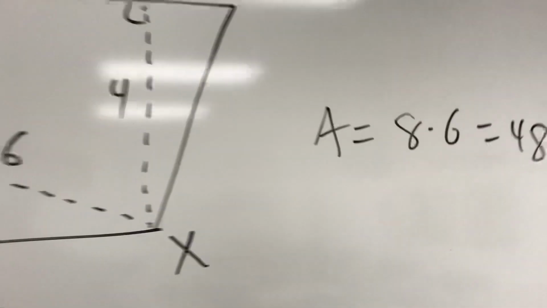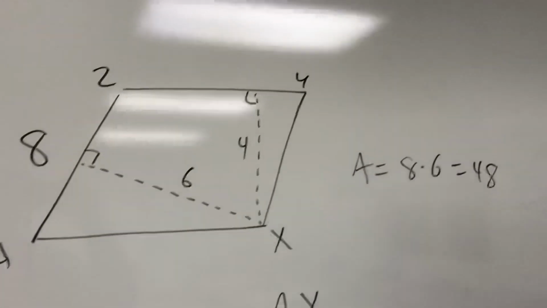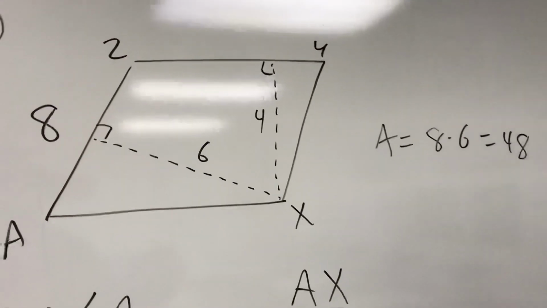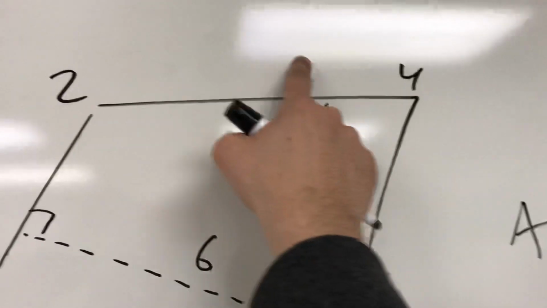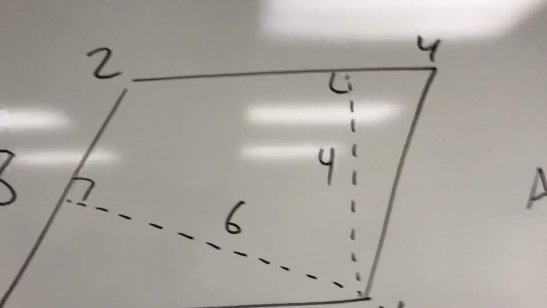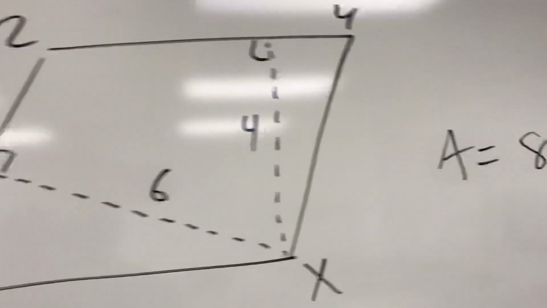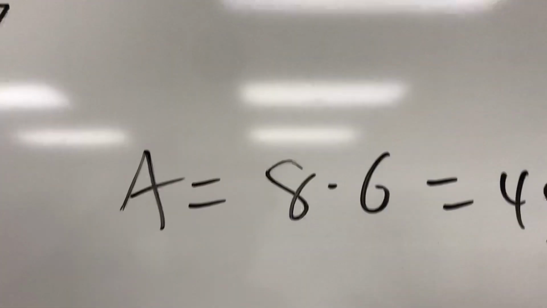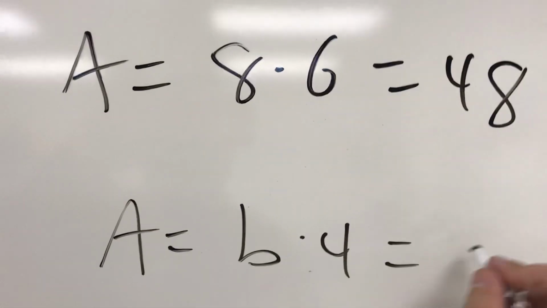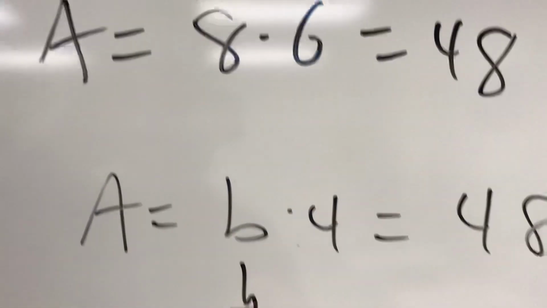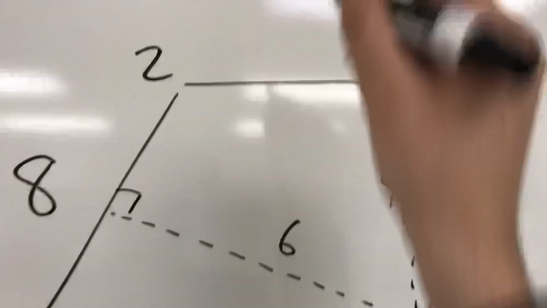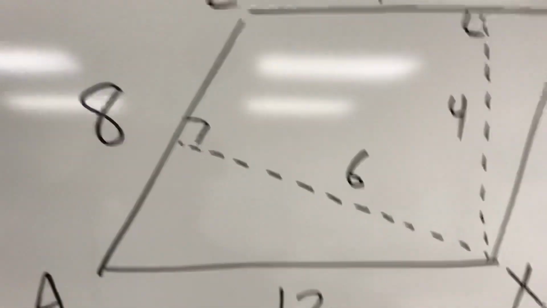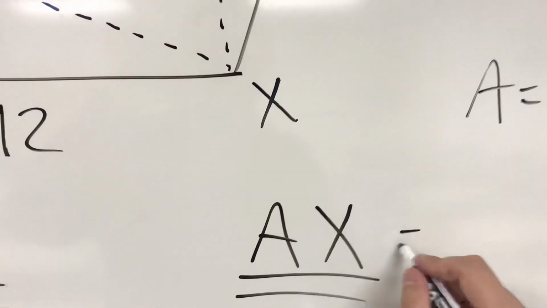Here's the cool thing. The little trick that comes up in our geometry book is the idea that the area doesn't change if you switch your base and your height. So if I were to use this base and this height, the area still needs to be 48. So if the area is going to be the base times the height of 4 and it needs to be 48, that means that that base is going to have to be 12. And so this side of the parallelogram is going to be 12. That means that side of the parallelogram will also be 12. So AX has a length of 12.